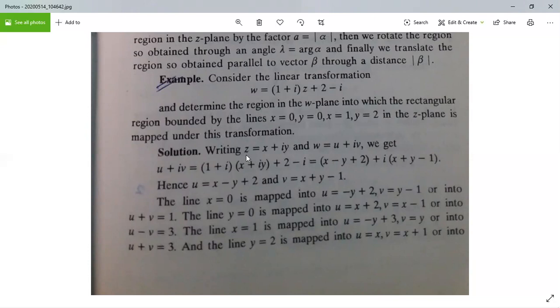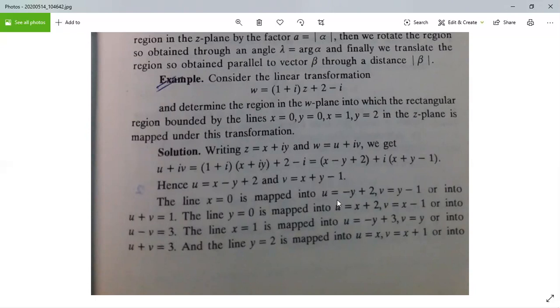Now we know that z equals x plus iy, and omega equals u plus iv. Then we get u plus iv equals (1 plus i) into (x plus iy) plus (2 minus i), which will be (x minus y plus 2) plus i (x plus y minus 1). Therefore, comparing real and imaginary parts, we get u equals x minus y plus 2 and v equals x plus y minus 1.